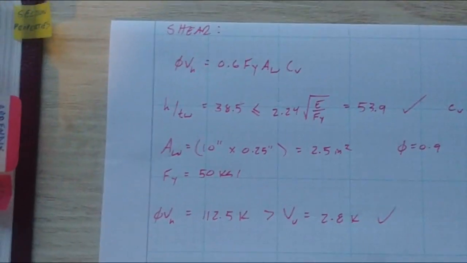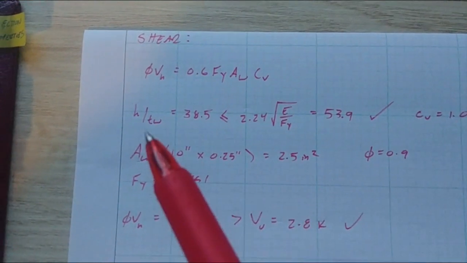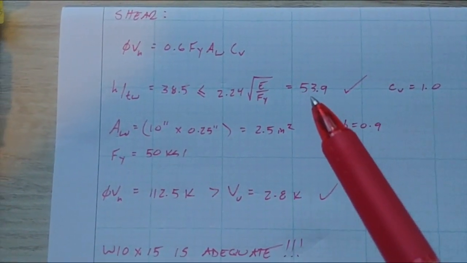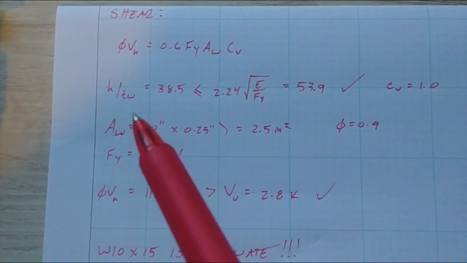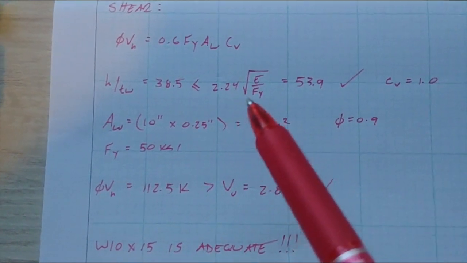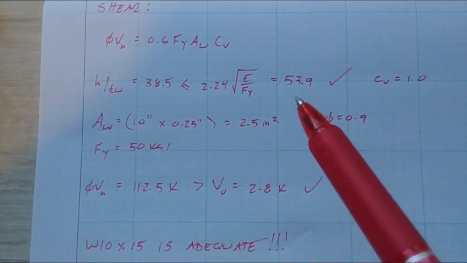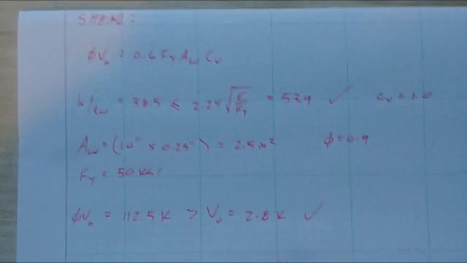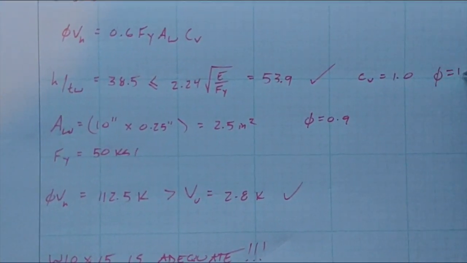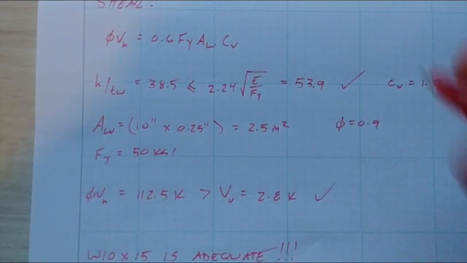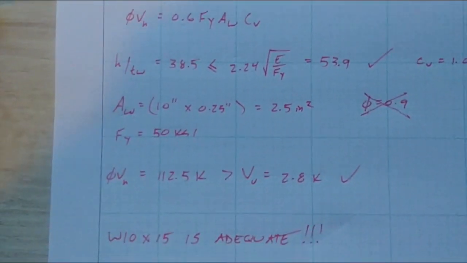So we check H over TW, which again is in our properties section. That comes out to 53.9. H over TW is 38.5, which is less than this, which comes out to 53.9. So we know that CV equals 1.0. And actually, we know that phi equals 1.0 instead of 0.9. So this is actually a mistake. Don't mind me there.